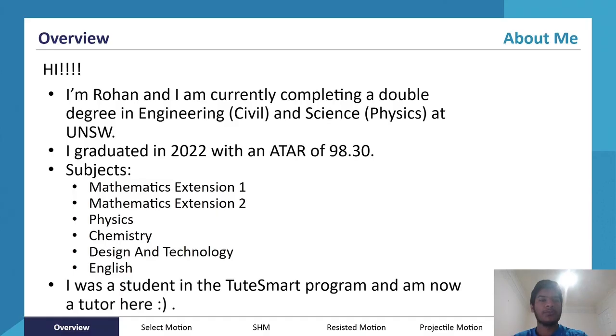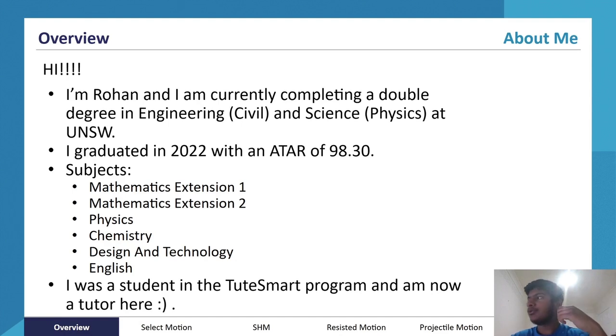Mathematics Extension 2. A bit about me just before we start. I'm Rohan. I'm currently completing civil engineering and physics at UNSW. Graduated in 2022 with an ATAR of 98.3. The subjects I did were Mathematics Extension 1, Extension 2, Physics, Chemistry, Design, Tech, and English. And yeah, I was a student here at the tutor program. Now I'm a tutor. So yeah, I'm enjoying my courses. Really found all the HSC content really useful and helpful.